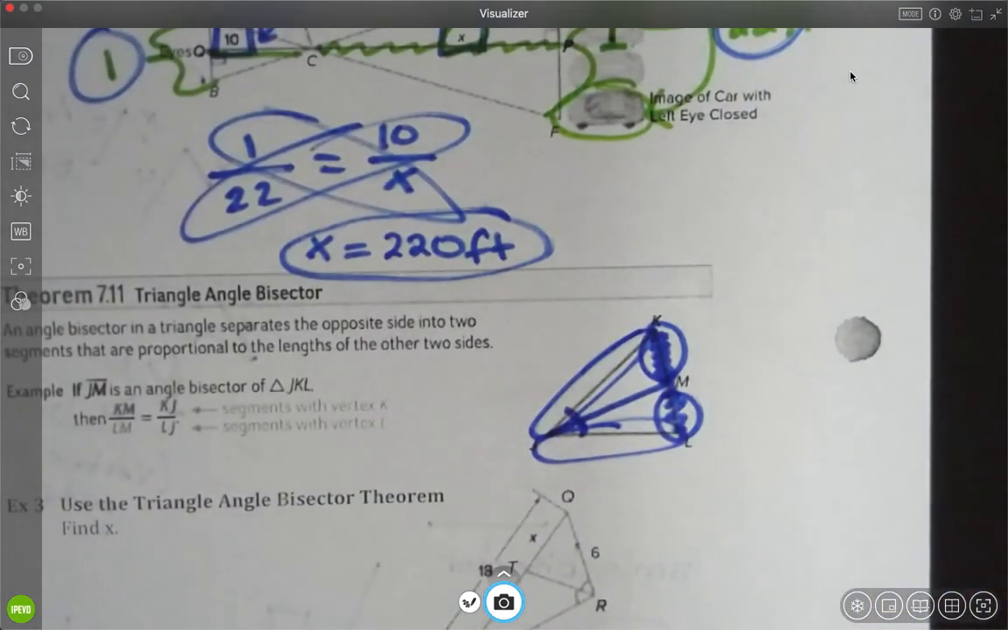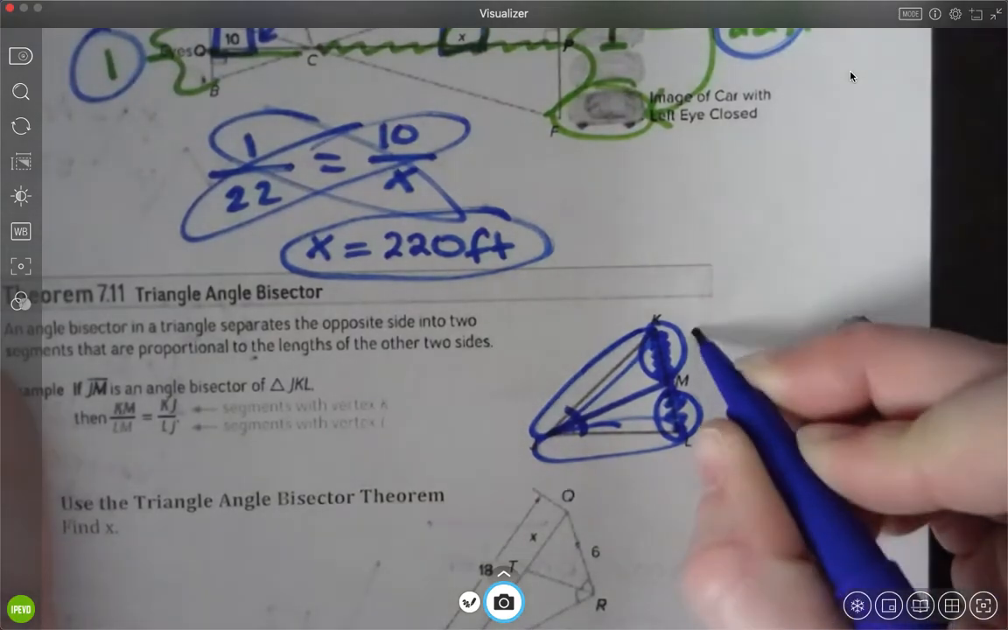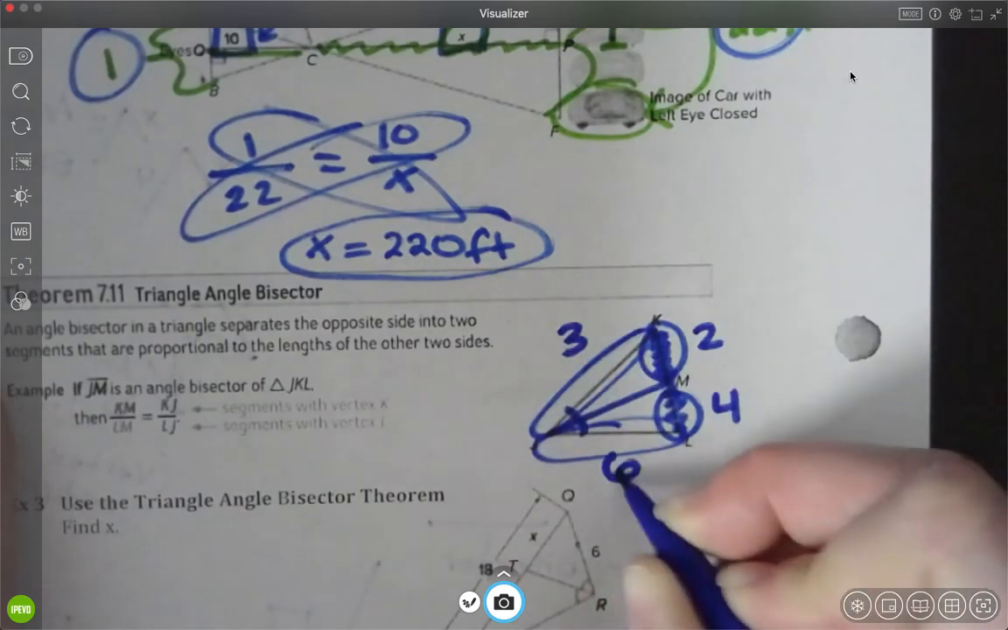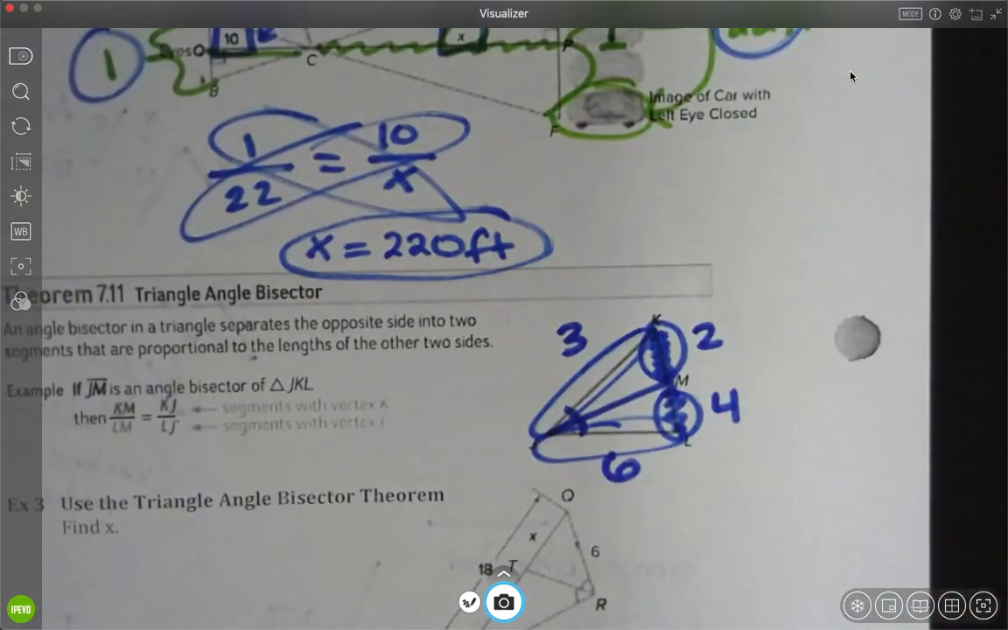Okay, I can set up the pieces. So this length won't be the same as this one, but if I do the proportion of this over this, it has to be equal to this over this, right? Okay. So if I do like 2 over 4, and I do that this is 3, this guy has to be 6, right? Okay.